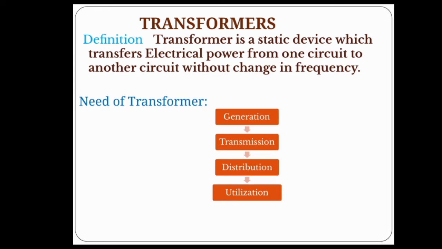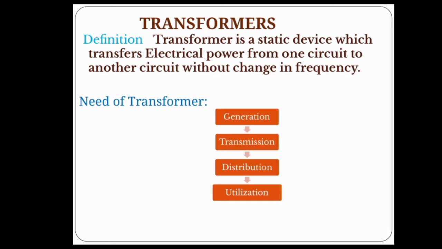Okay, so if you analyze the total thing, what is the meaning here? There is a requirement of stepping up the voltage and stepping down the voltage. So we have to increase the level of voltage, and we have to decrease the level of voltage.